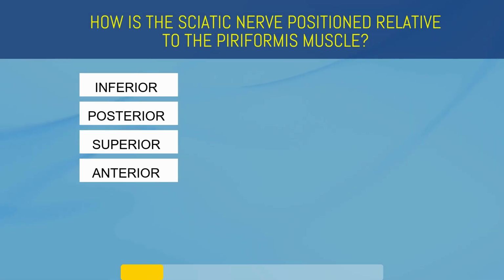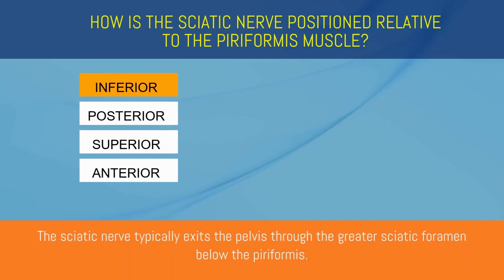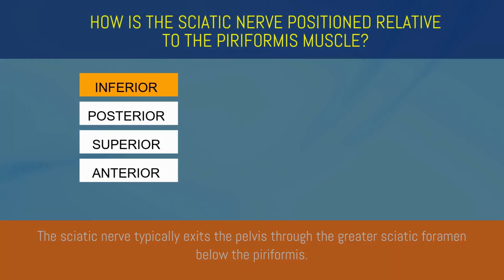How is the sciatic nerve positioned relative to the piriformis muscle? Inferior, posterior, superior, or anterior? Inferior. The sciatic nerve typically exits the pelvis through the greater sciatic foramen below the piriformis.